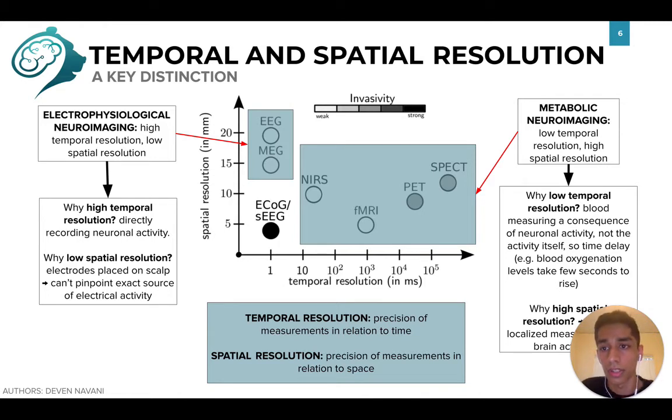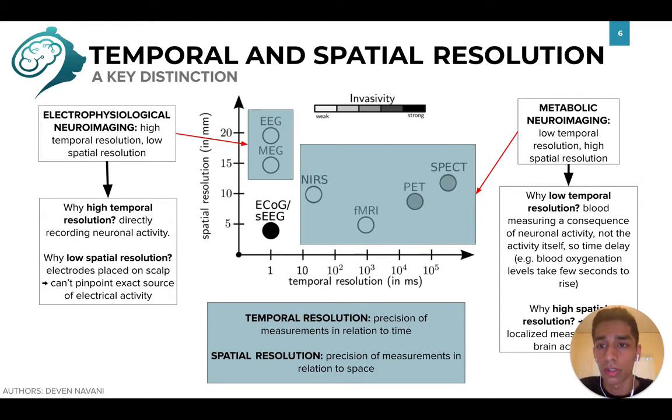Electrophysiological neuroimaging techniques have high temporal resolution and low spatial resolution. So this is EEG and MEG. Don't be confused by the positions of the circles on the graph. High temporal resolution is good, and it's equated with a low temporal resolution number. That's because high temporal resolution means your measurements are not delayed, so the number itself is very small. For electrophysiological neuroimaging, it's on the scale of milliseconds.